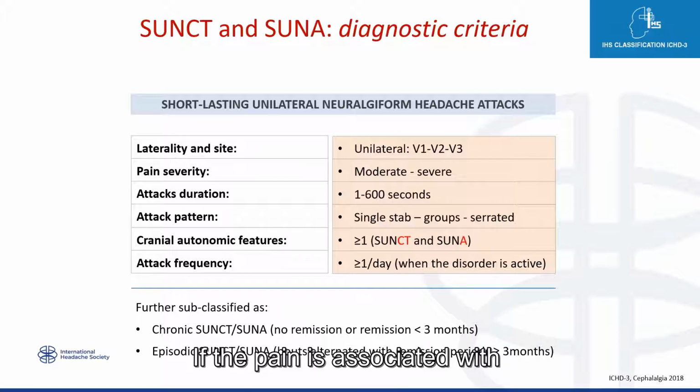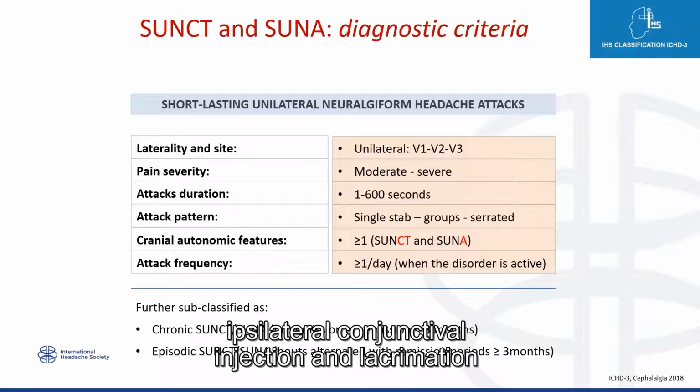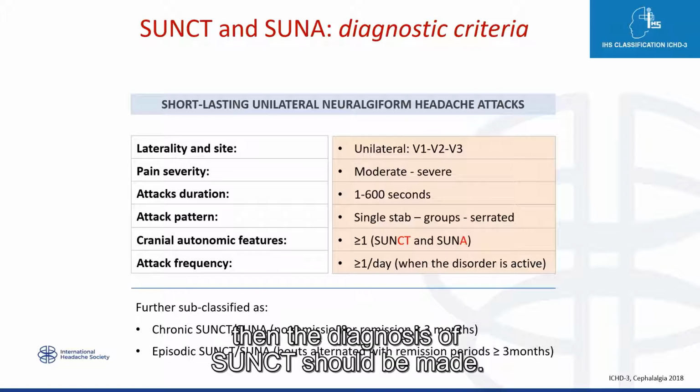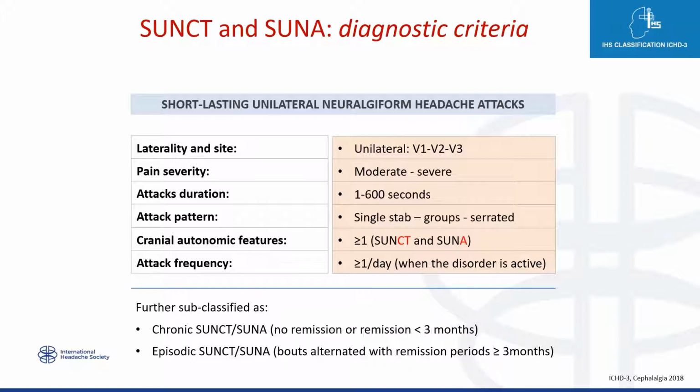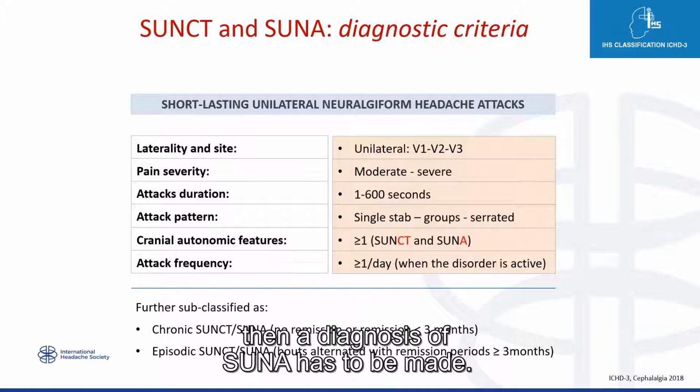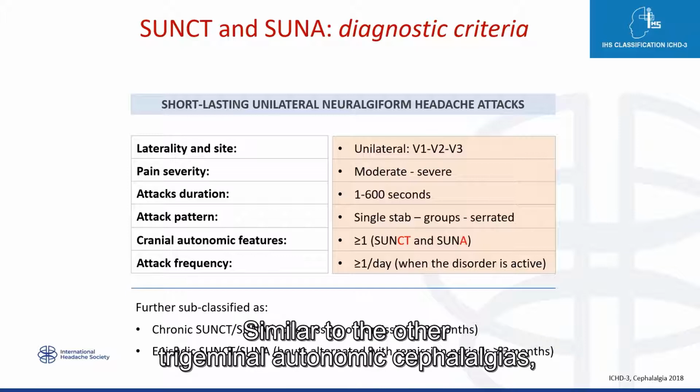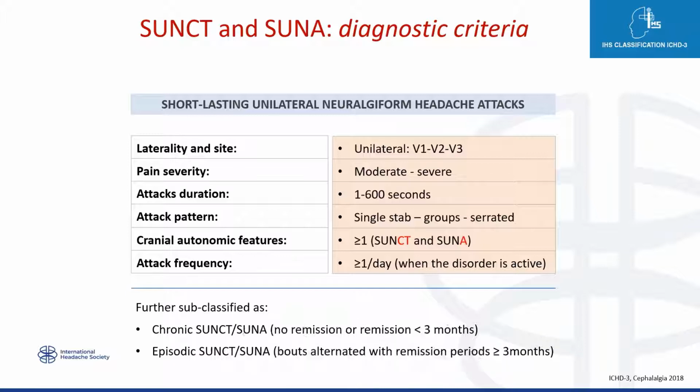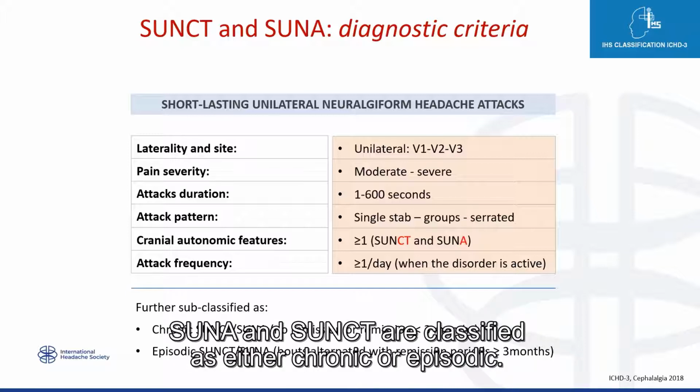If the pain is associated with ipsilateral conjunctival injection and lacrimation, then the diagnosis of SUNCT should be made. Whereas if the pain is associated with one of the other cranial autonomic features or one of lacrimation and conjunctival injection, then a diagnosis of SUNA has to be made. Similarly to the other trigeminal autonomic cephalalgias, SUNA and SUNCT are classified as either chronic or episodic.